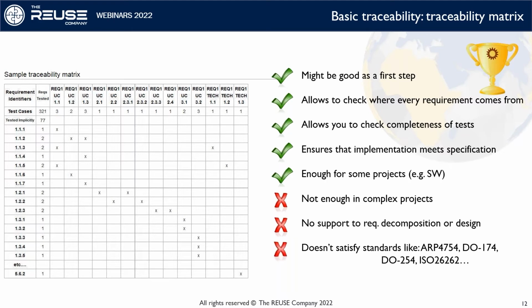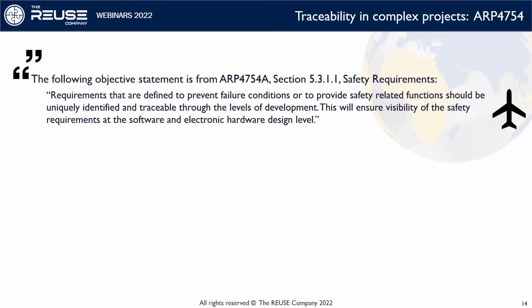And of course, it doesn't satisfy standards and good practices like the ARP 4754 or DO standards in the avionics field, or the ISO 26262 in automotive. So it clearly we need something else, right? If we look in detail some of those standards, then we can see interesting topics like that the requirements has to be uniquely identified and traceable.